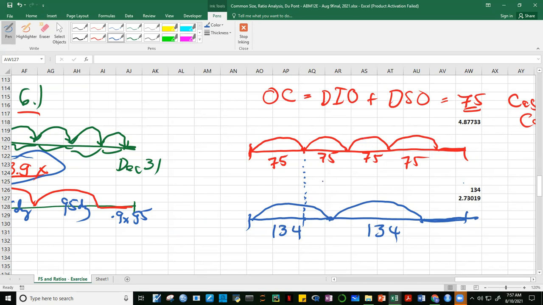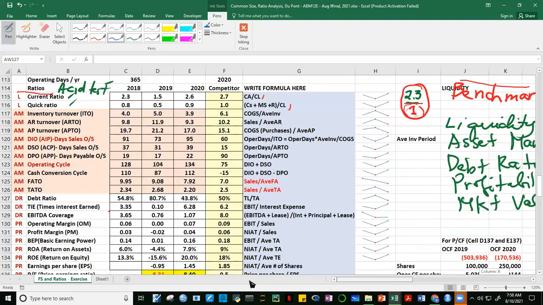Okay, so let me write that here. Our operating cycle, which is equal to, ano yung DIO natin? Lagay ko na lang dito. Days inventory outstanding is 95 and then 39.